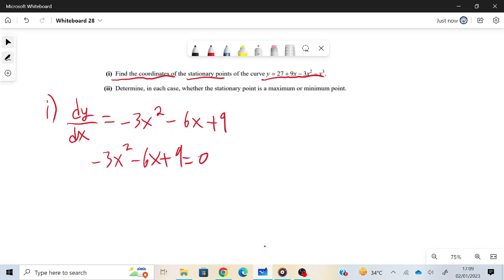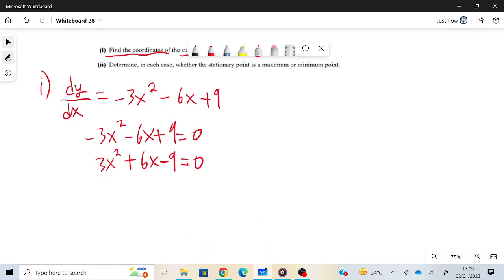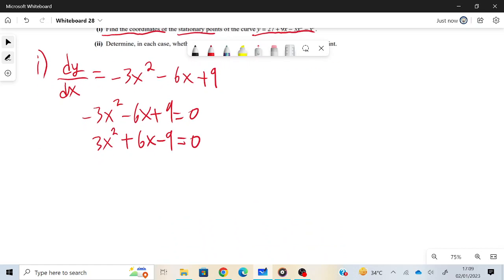I'll take everything to the other side so I can have a positive x squared coefficient. So 3x squared plus 6x minus 9 equals 0. So we can solve this by factorization method. We can divide everything by 3 first, so that would be x squared plus 2x minus 3 equals 0. Again, if you're not comfortable solving quadratic equations, you can watch my previous video on solving quadratic equations by factorization, and also by using the formula or completing the square.